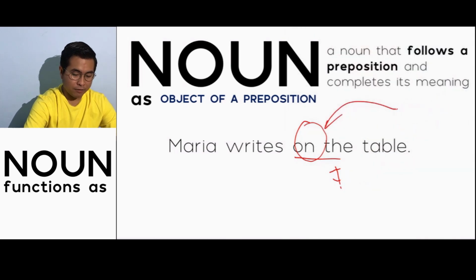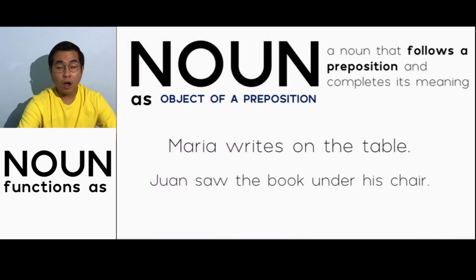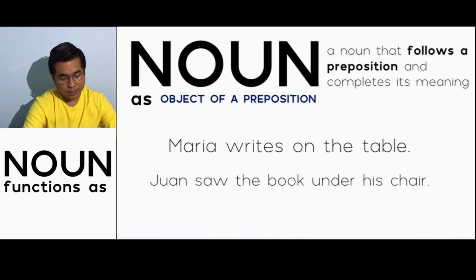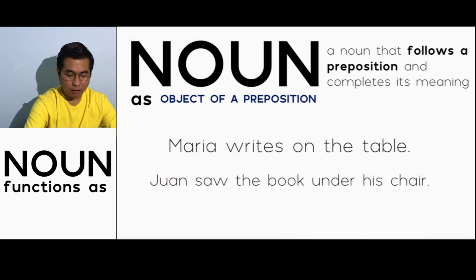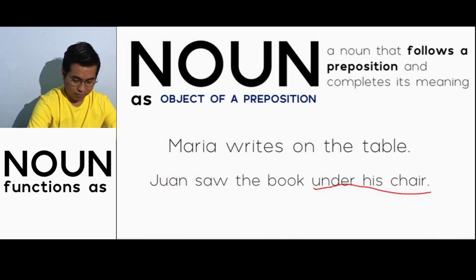Okay, so now let's have another example. We have: "One saw the book under his chair." So you have the complete sentence. Now let's focus on this phrase, "under his chair." What preposition do you have? Yes, you have "under." So this is the preposition.